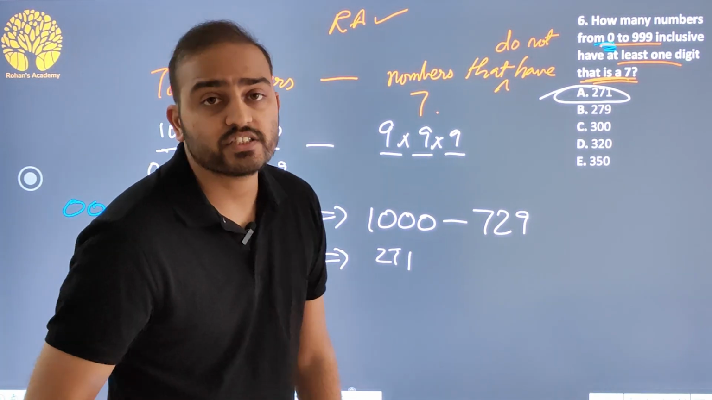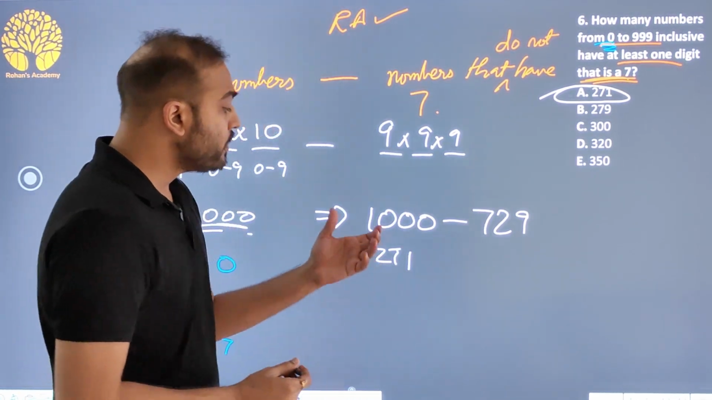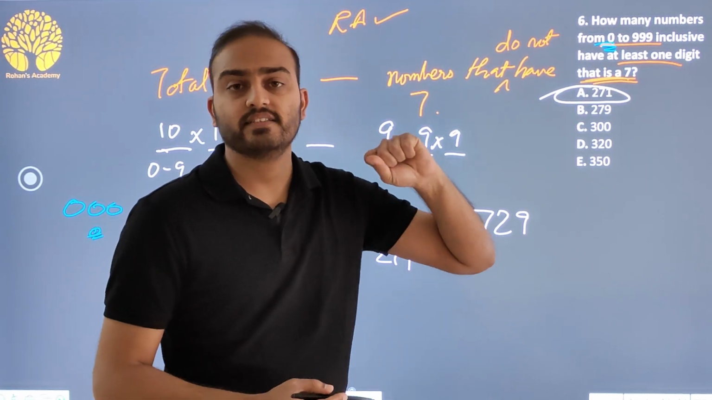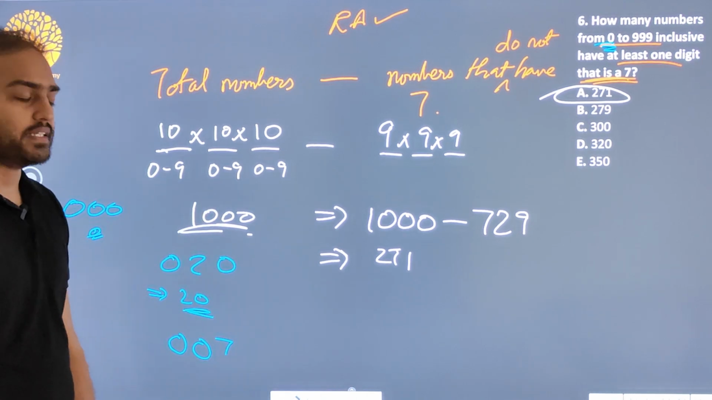These could be single digit, these could be 2-digit, these can be 3-digit numbers, right? Which definitely contain at least 1 digit as 7. Okay, I hope you understand this.